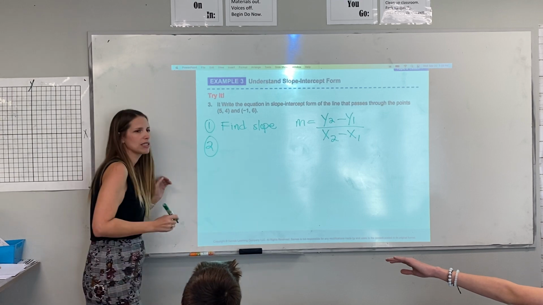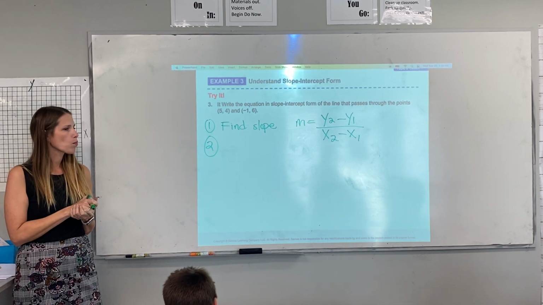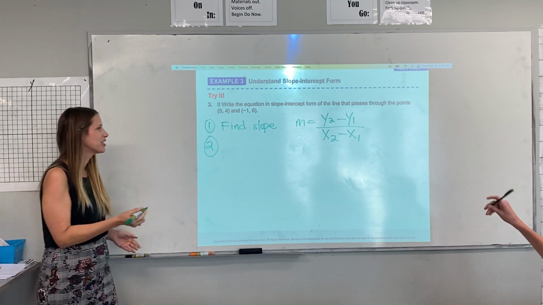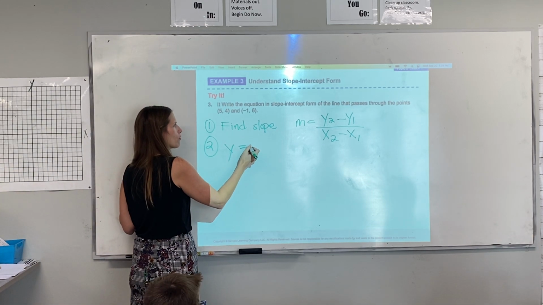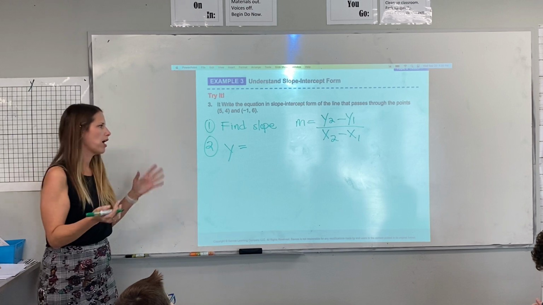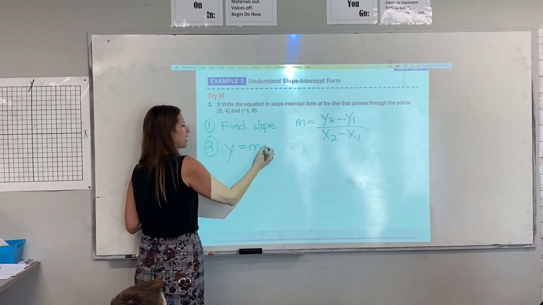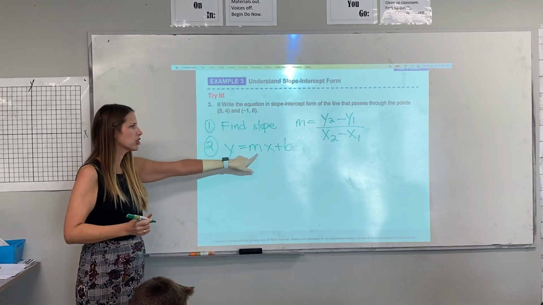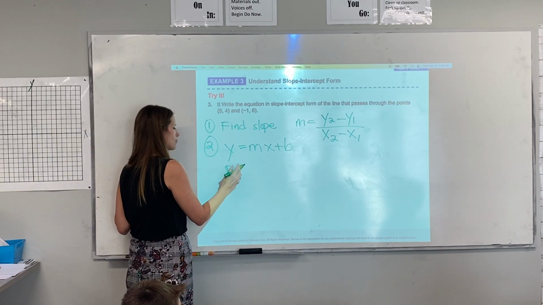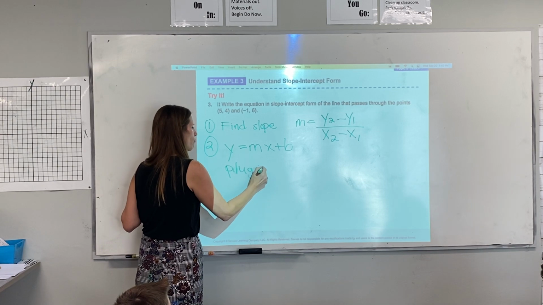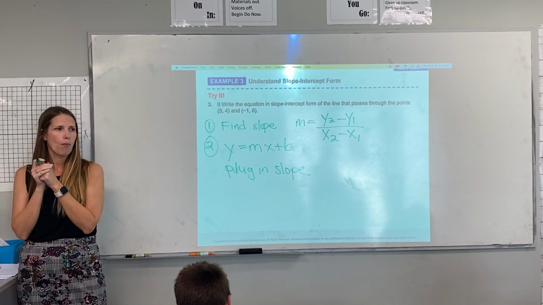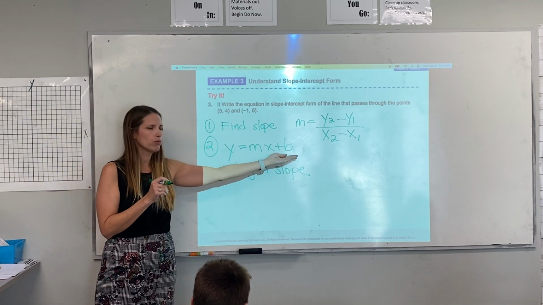After you find your slope, what's the next step? Put in the values, yes. That would be the next step of doing this, but let's pretend that's all done. Let's pretend we have our slope. What do we do next? I'll go ahead and write the slope-intercept form, y equals mx plus b. Once we have our slope, we plug it in. Once we have our slope, what's the other thing that we're looking for? The y-intercept. Very good.